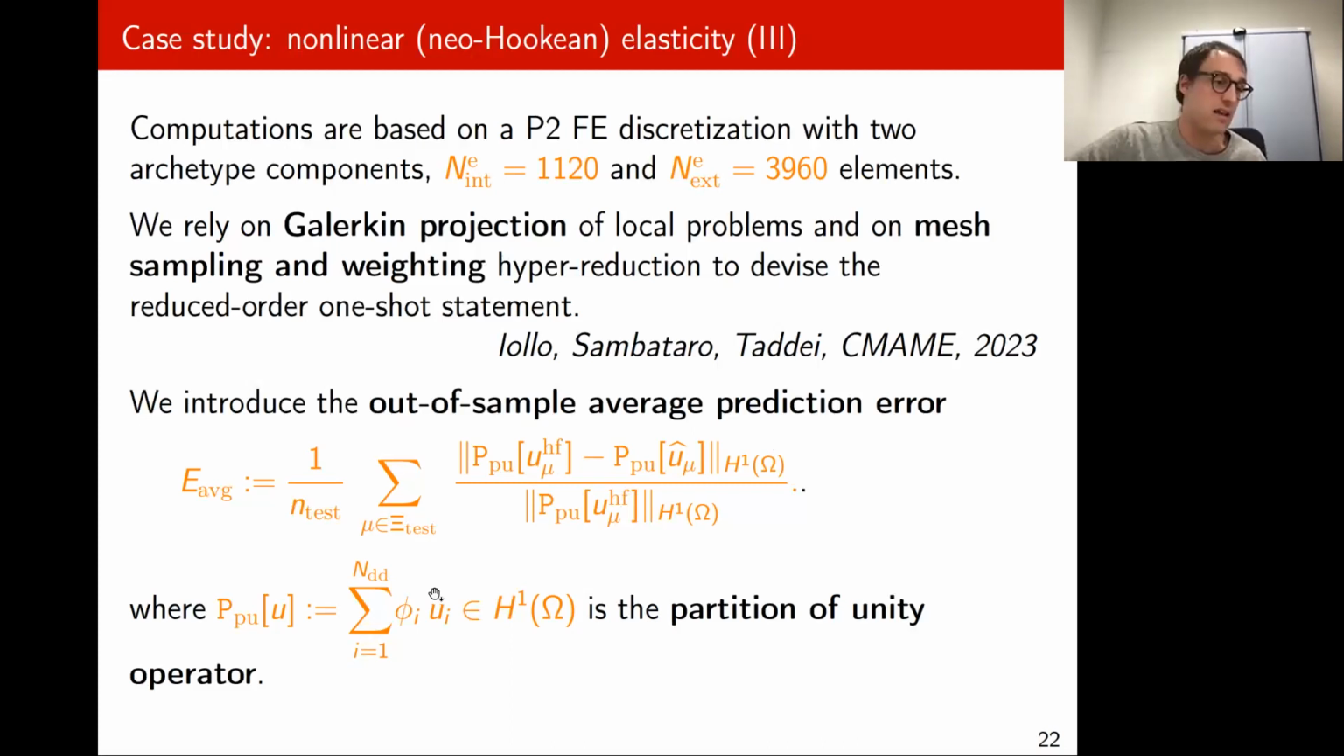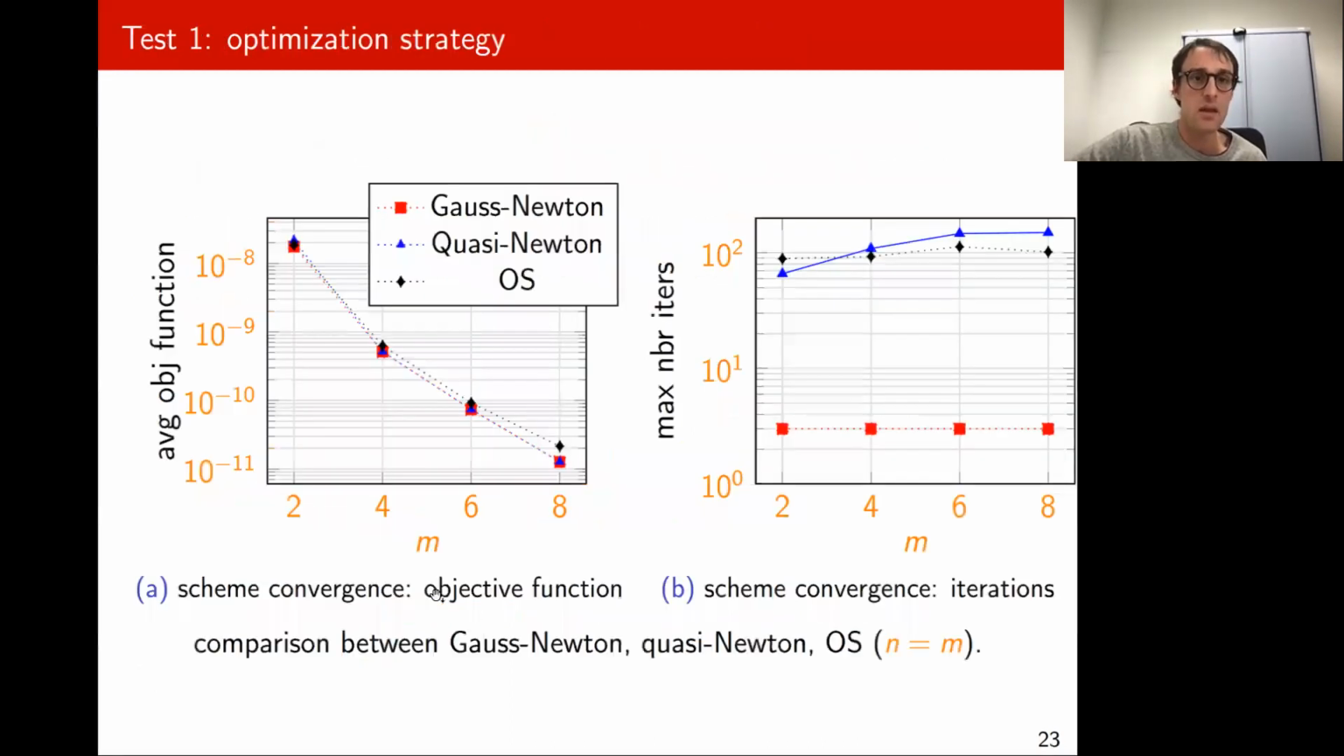Exactly like in PUFM type of methods. So first result, I show results for the 3 optimization methods: Gauss-Newton, quasi-Newton, and overlapping Schwarz. And this is the average objective function as a function of the number of port modes that we have. The number of bubble modes is taken the same.